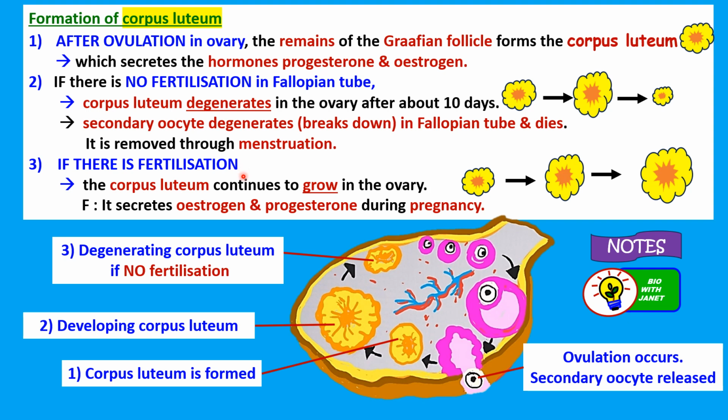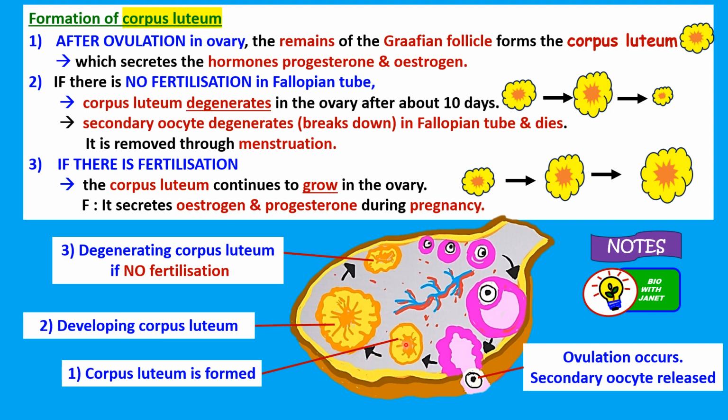Okay, but if there's fertilization in the fallopian tube, right, hormones are released that stimulate the corpus luteum to continue to grow. So if you're going to draw the corpus luteum, if there's fertilization, it should be growing bigger and bigger and bigger, for the next few months of the pregnancy. And it will secrete the hormones estrogen and progesterone during pregnancy to maintain and stimulate the thickening of the endometrium in the uterus. We'll discuss that in another video.